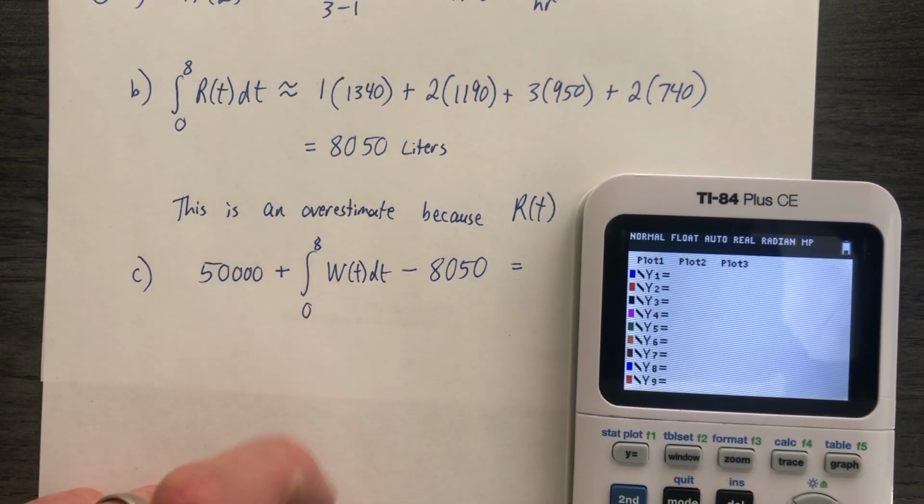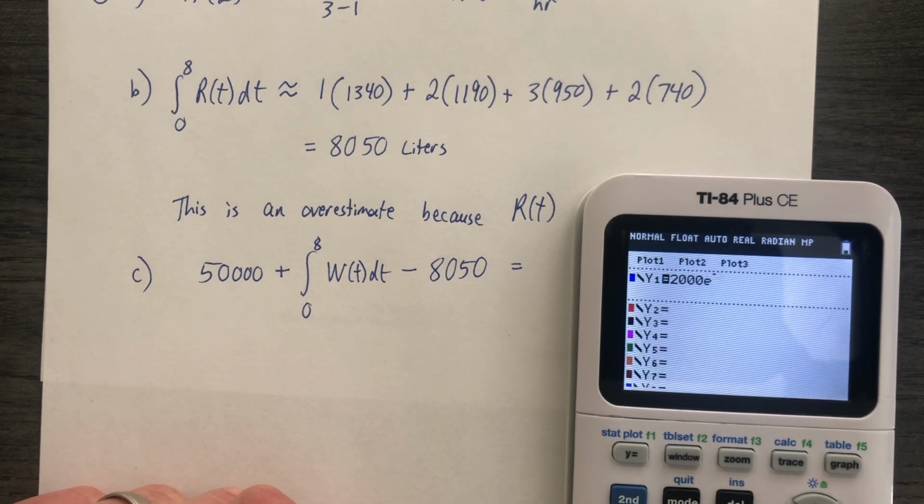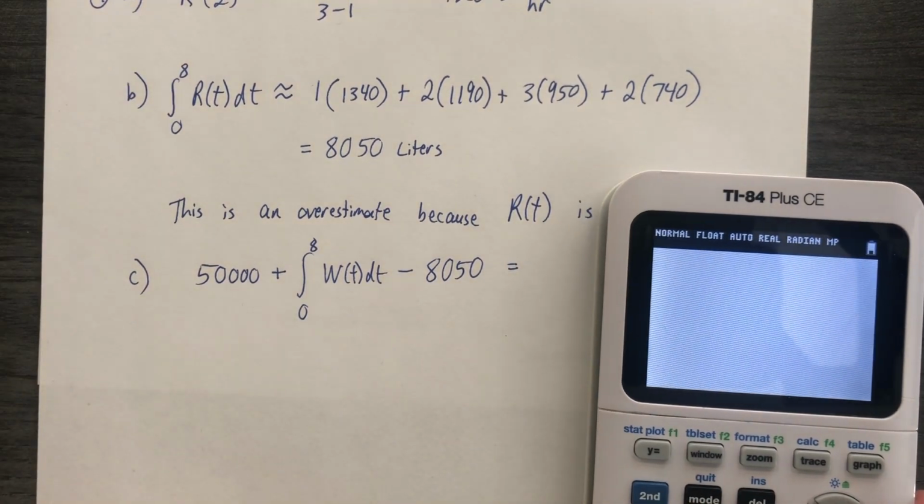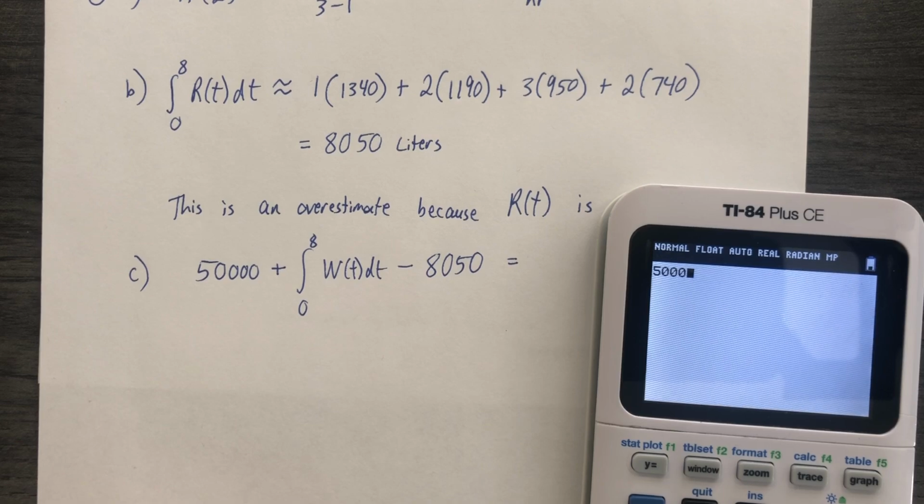I'm going to put w of t in there, which is 2,000 e to the negative t squared over 20. And that is correct. I said t squared, I typed in x. That is okay. We'll go with that. Not going to hurt a thing. And so let's start typing. 50,000. Count your zeros. Make sure you're right.